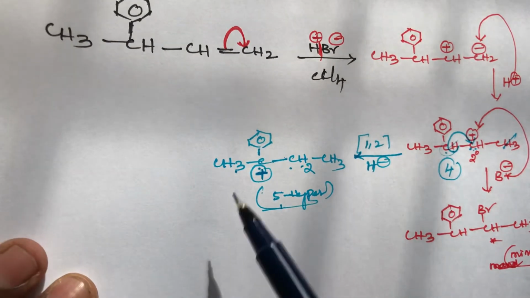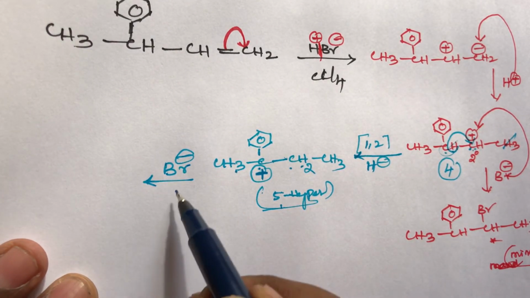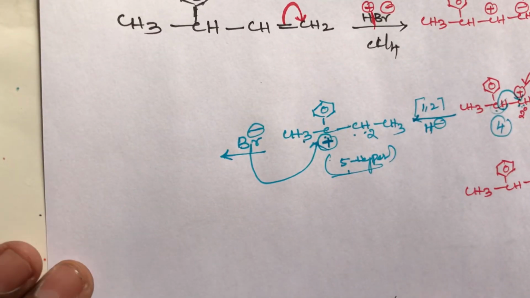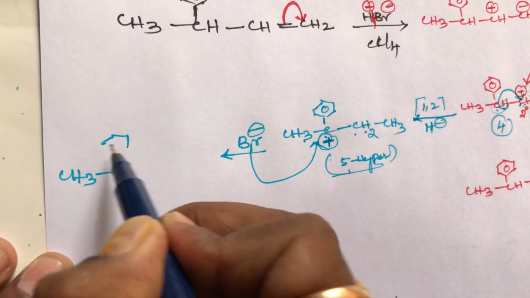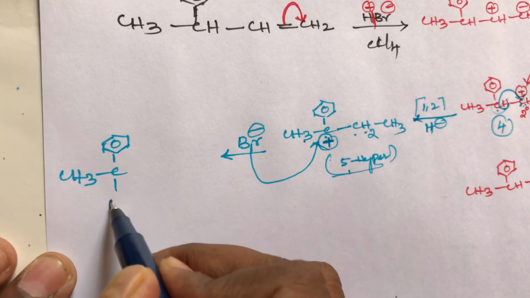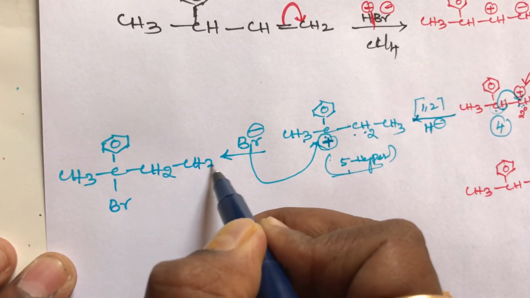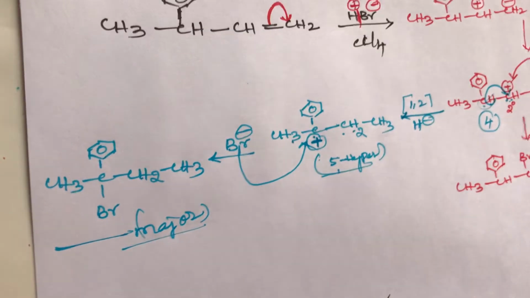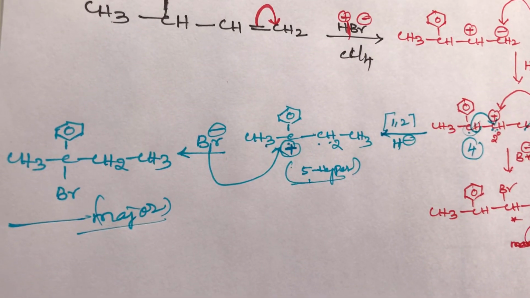After that, students, the nucleophile, that is Br minus, will attack the positive charge side. What is the final product? We can write the final product as CH3 C, here Br, this CH2, then CH3. This is the major product, students. Generally, alkenes and alkynes undergo electrophilic addition reaction. It is very important, students.